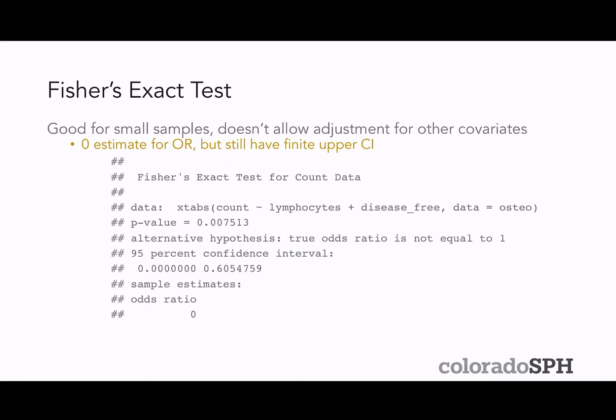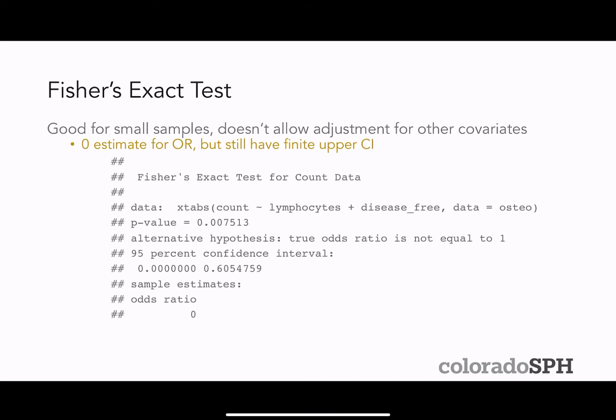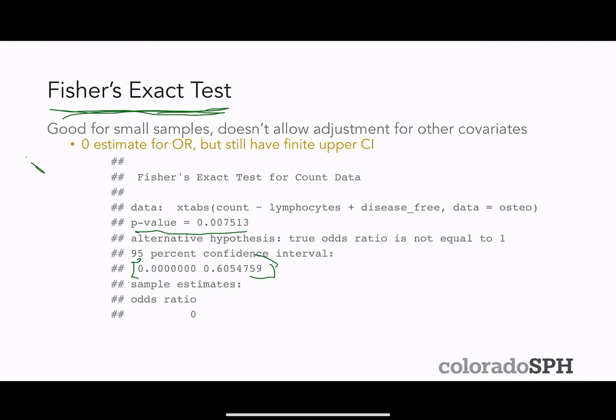Well, what about Fisher's exact test? We can run that as well. And we didn't get confidence intervals using the score or likelihood ratio test. We just got p-values. So the nice thing about Fisher's exact test is that it will give you a confidence interval. In this case, we still get a significant p-value for this model. However, our confidence interval includes 0. And in general, Fisher's exact test has less power than other tests and doesn't allow you to adjust for other covariates.